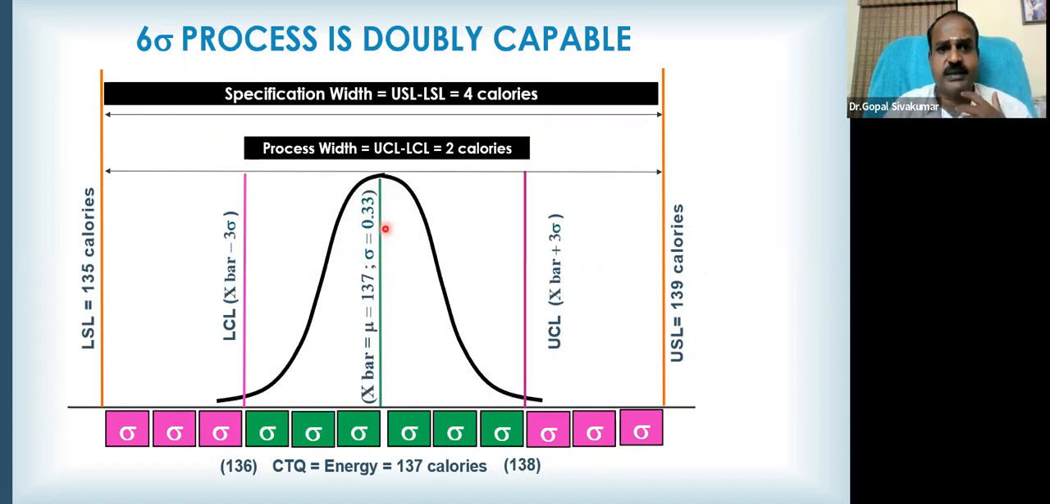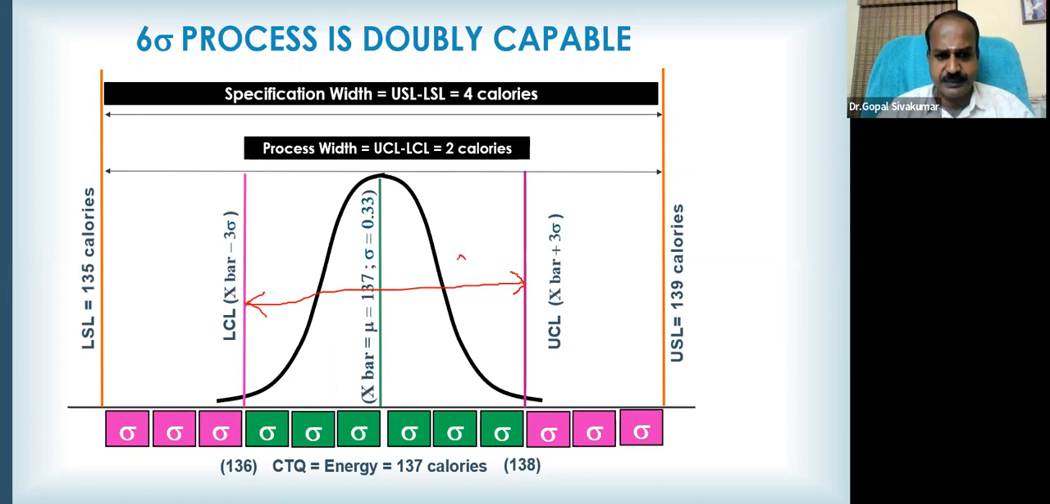How is this reduced standard deviation going to be helpful for me? When you reduce the standard deviation to 0.33, what will be the revised control limit? 0.33 into 3 will be 1. So 137 plus 1 will be 138. What is 138? My upper control limit. Similarly, the lower control limit will be 136. But where are your specification limits? They are here. USL is 139, LSL is 135. Now, one of you tell me, what percentage of milk bottles you produce will fall between 136 and 138?